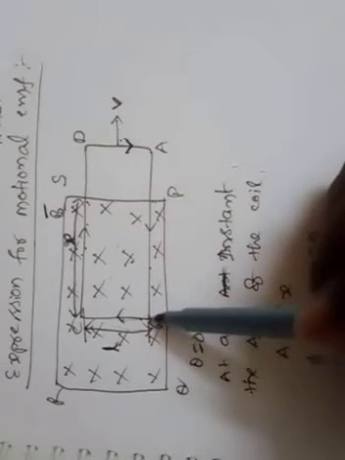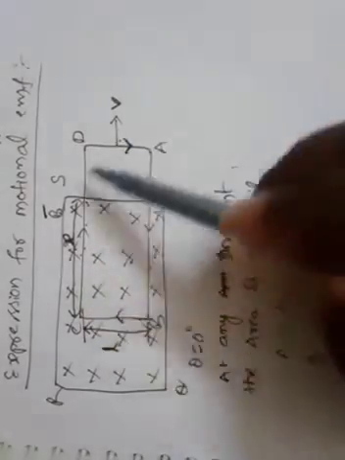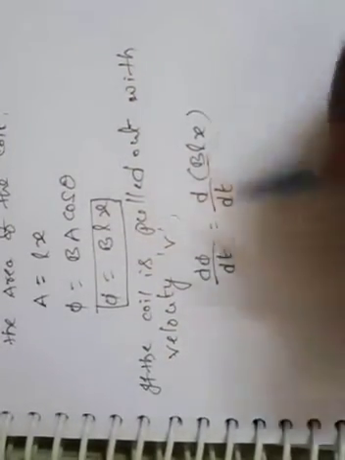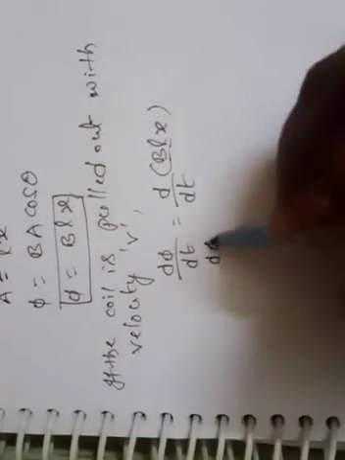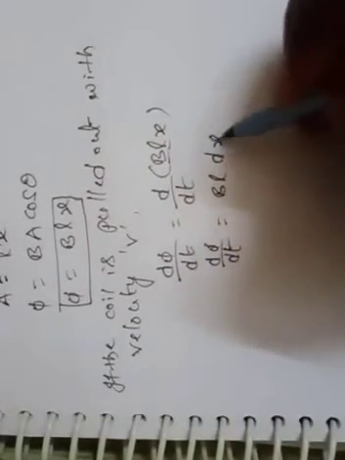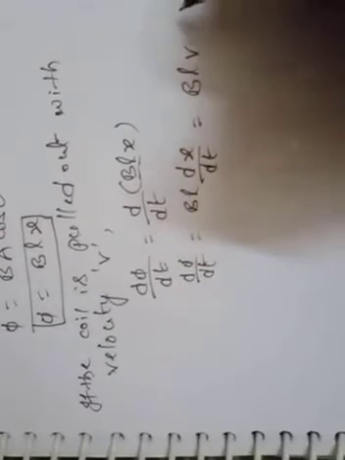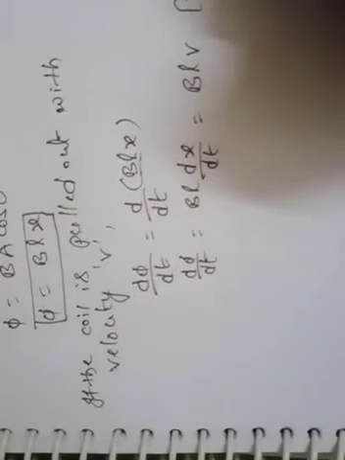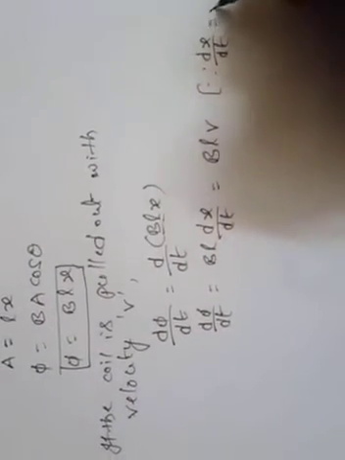So this induced current starts to flow from B to C. This is a closed coil, so for the whole coil, the direction of induced current is like this. So what is constant here? B is constant and L also is constant, and only X is going to change. So d phi by dt is equal to BL into dx by dt. Since dx by dt is equal to V, we have calculated d phi by dt.